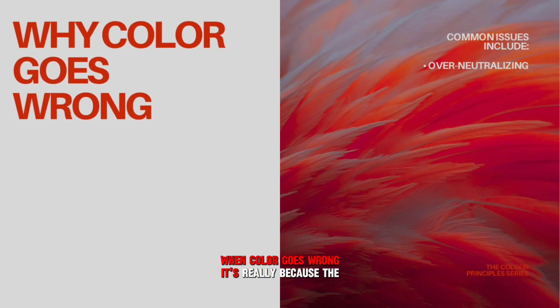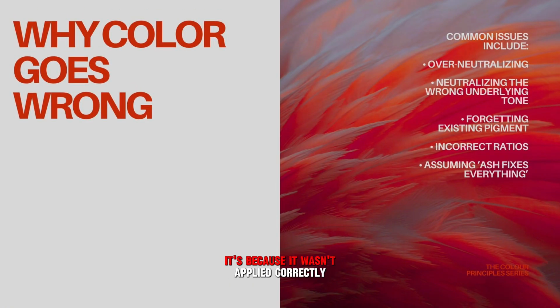When color goes wrong, it's rarely because the wheel failed, it's because it wasn't applied correctly. Common issues include over-neutralization, neutralizing the wrong underlying tone, forgetting existing pigment, incorrect ratios, and assuming ash fixes everything. The color wheel doesn't guess, it responds exactly to what you put in it.